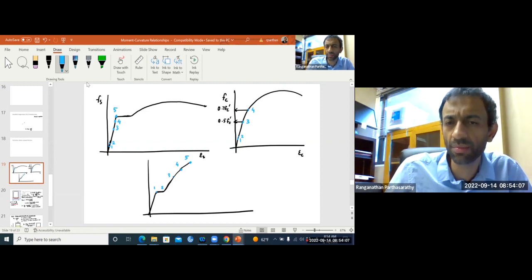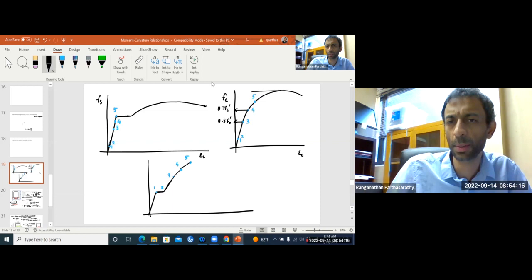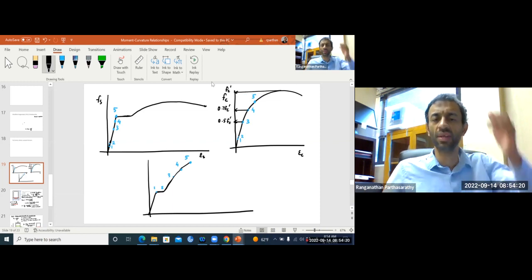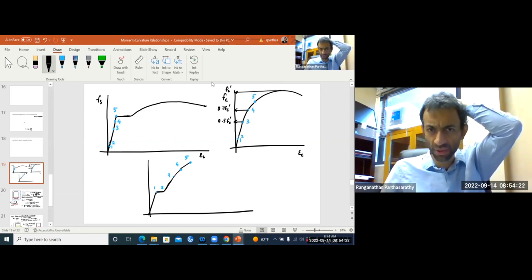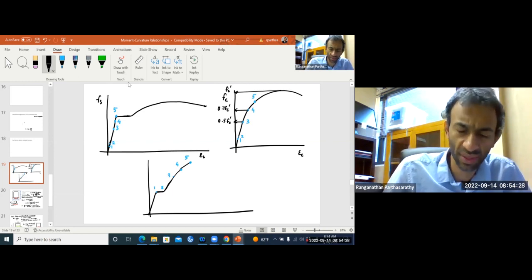And point 5 for concrete, we may be here, right? So Fc prime is still far. Okay, so we have plotted up to here. Now from this point, your steel will yield. Okay, so I'm not yet showing the calculations, but just explaining.